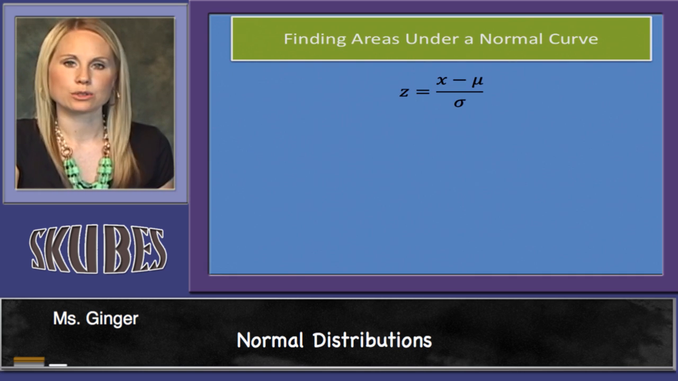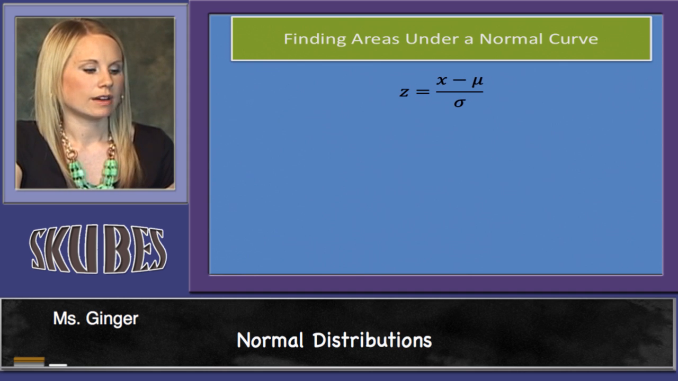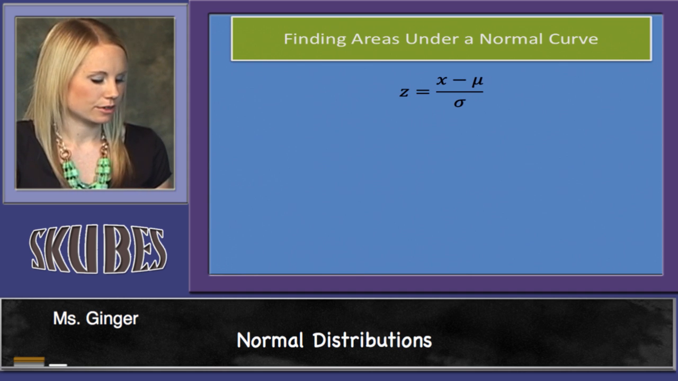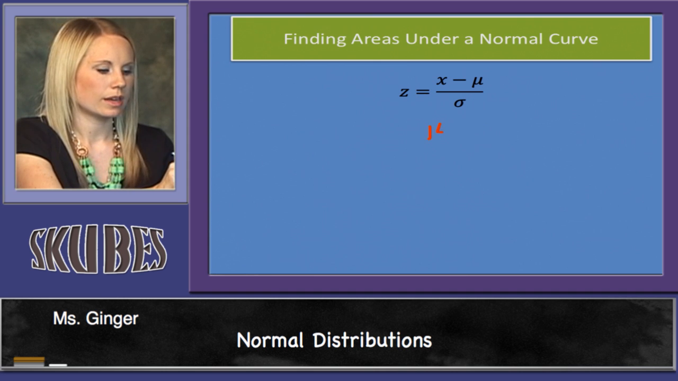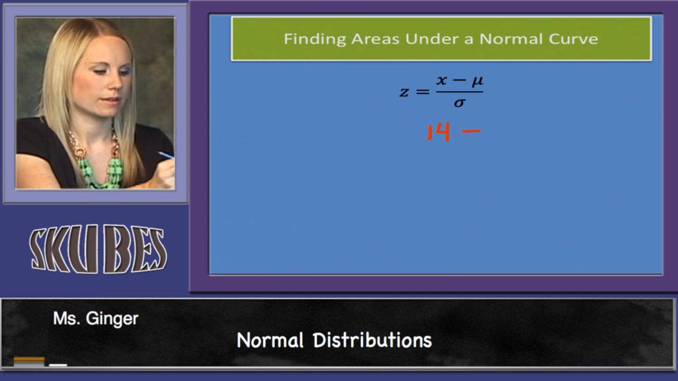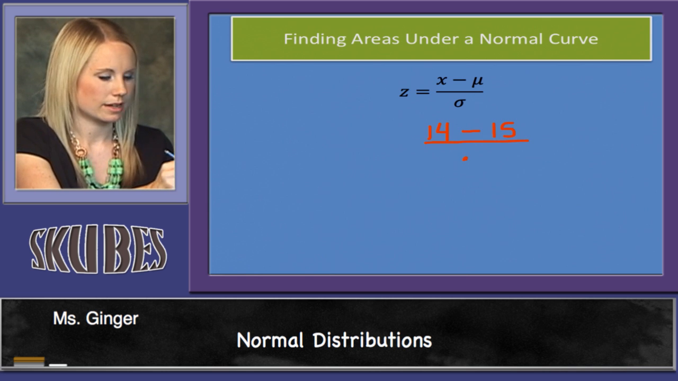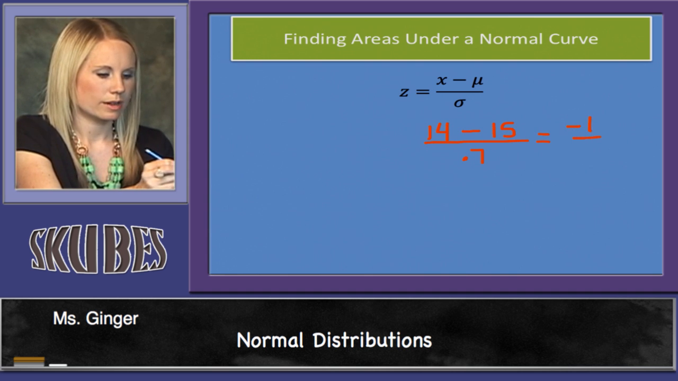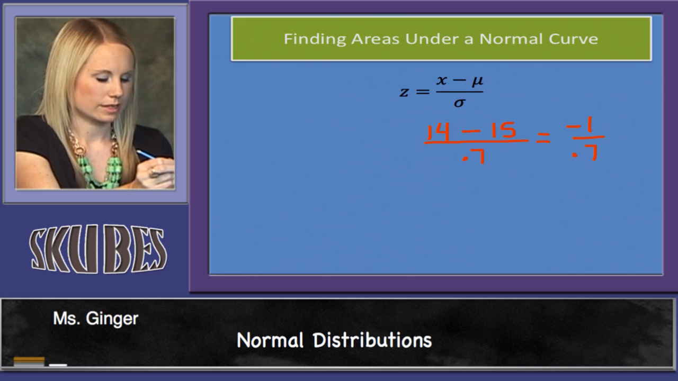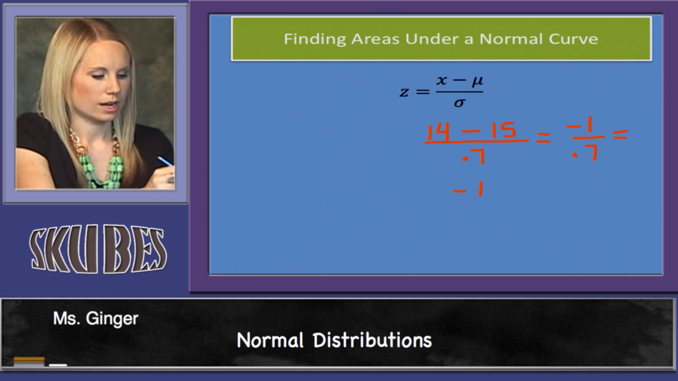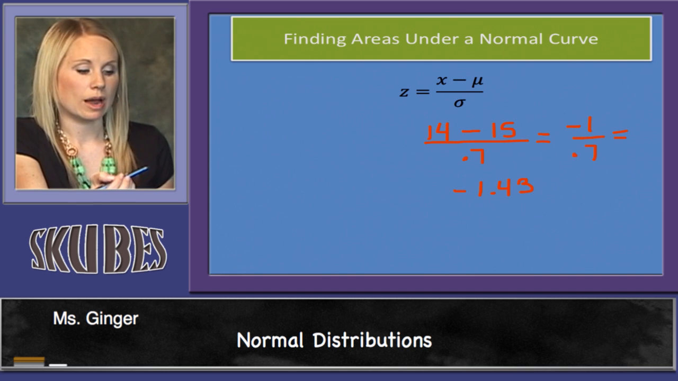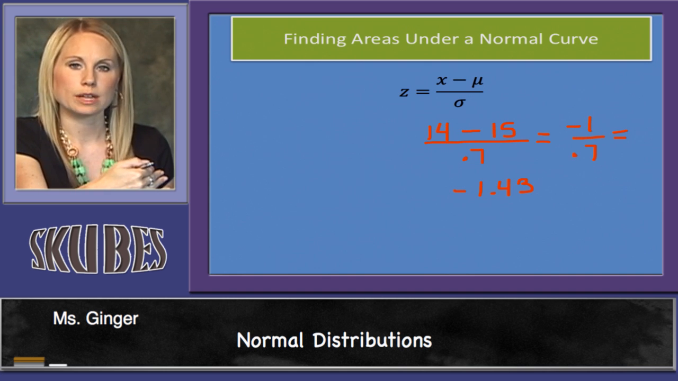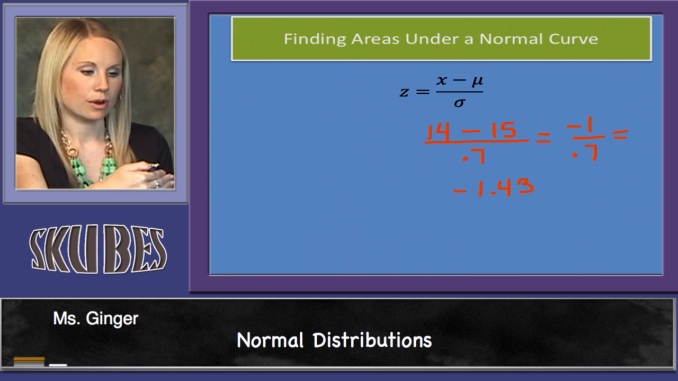So remember our formula for the z-score is to find value minus the mean divided by standard deviation. So our value that we were looking at is 14, age 14. Our mean was 15, and our standard deviation was 0.7. Okay. This is going to give us -1 in the numerator divided by 0.7, which is going to give us around -1.43. Okay, and this is my z-score. So now I'm going to take this to a standard normal table and find the matching probability.